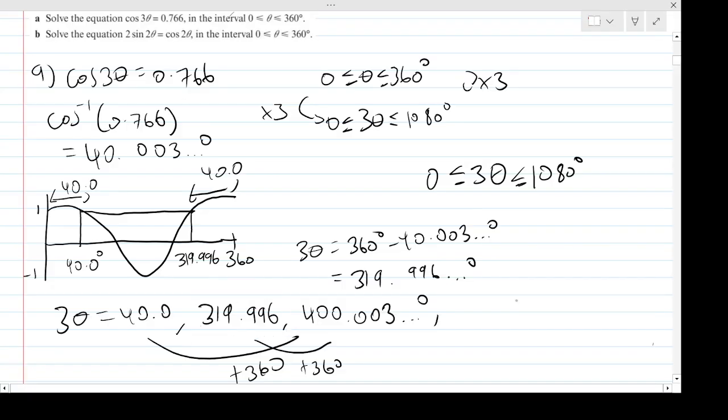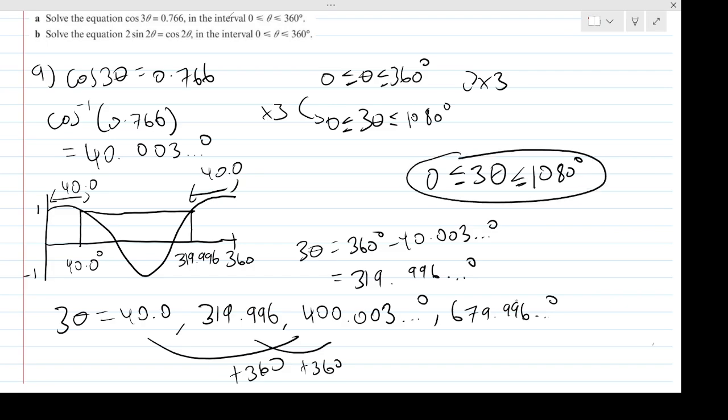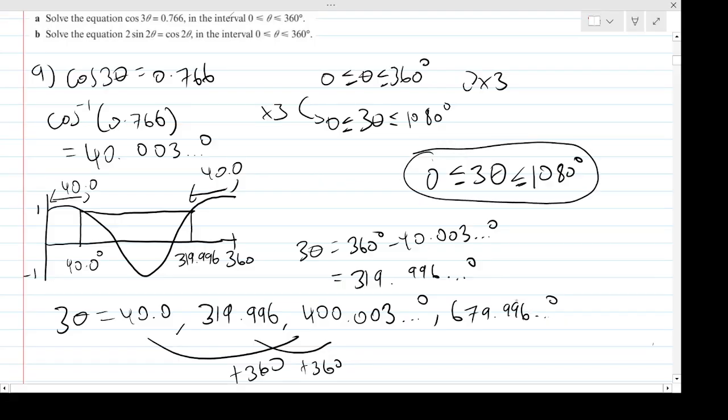So 319.996. Add 360 gets me 679.996, blah blah blah. And so when do we stop then? When do we stop listing solutions? Well, it's in this new interval here. So we have to end when we get above 1,080. So we're working with this new range of values there.